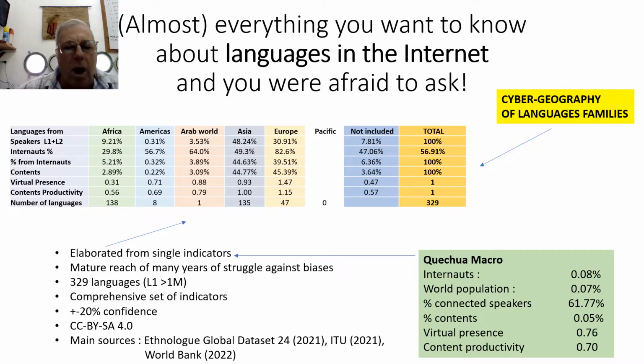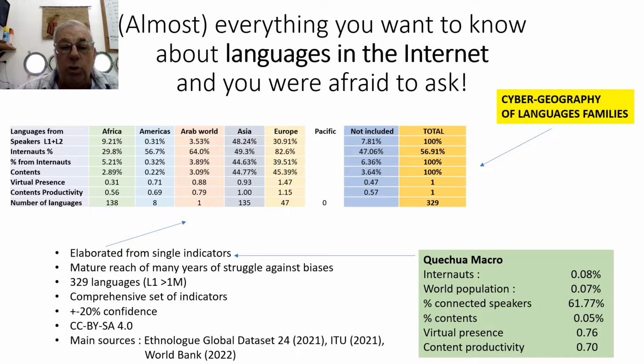The indicators below are just ratios. Virtual presence is the ratio between contents and speakers, and content productivity is a ratio between contents and connected speakers. The average should be 1, and they are very low, 1.3 or 0.5.